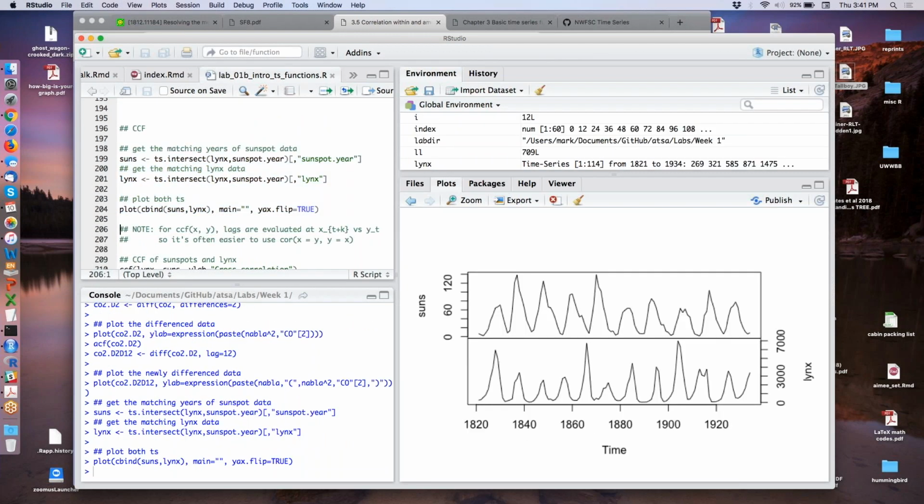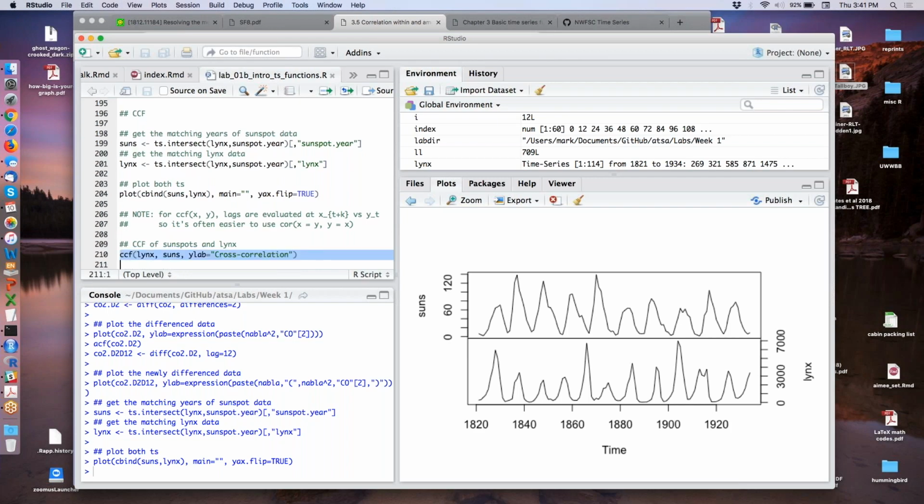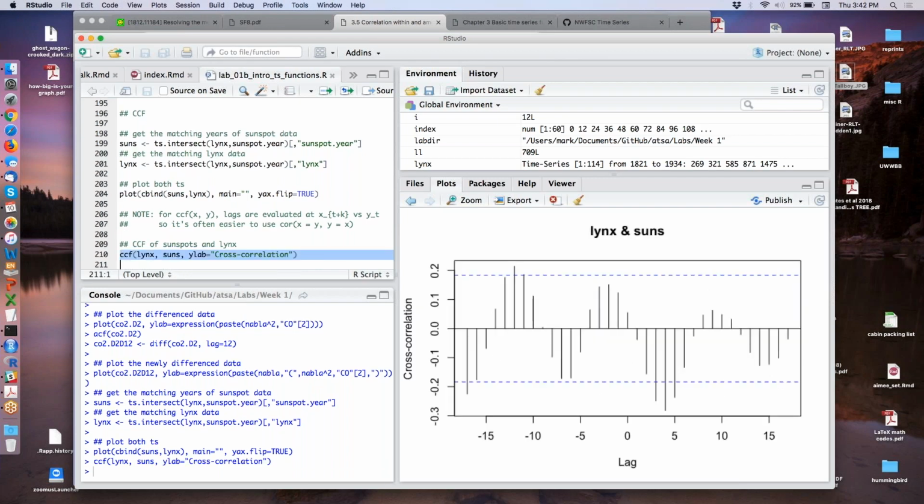So there's the two of those time series, which we saw in lecture, and then there's the cross correlation between them. Here's sunspots this year. If they're high this year, 4 years later down the road, we think there'll be low lynxes.